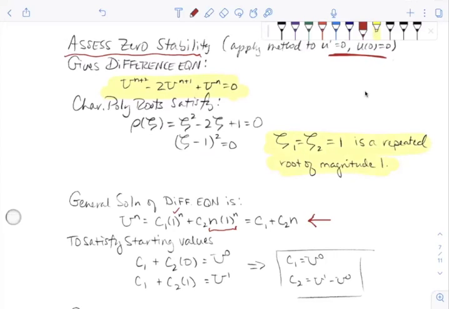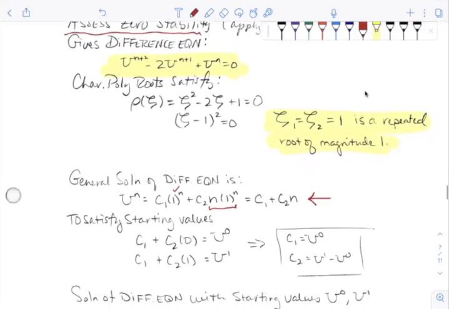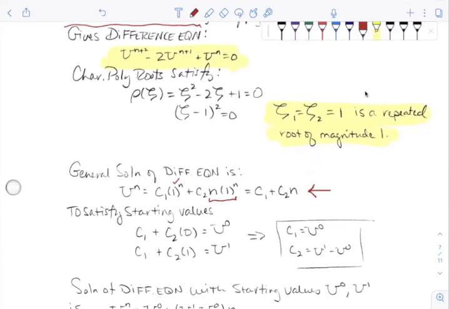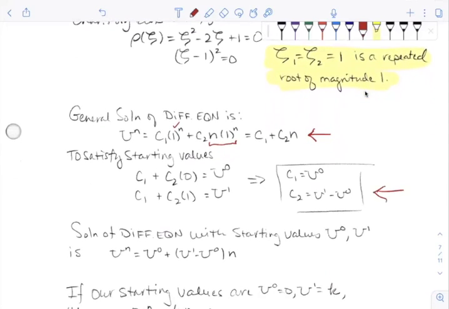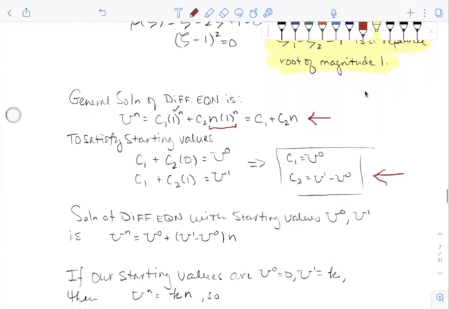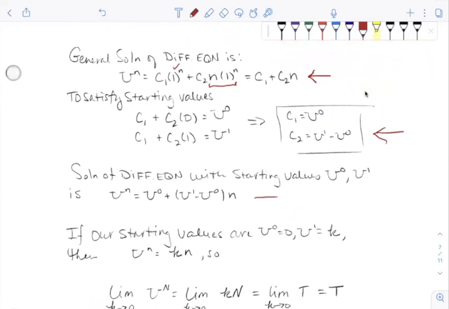And our starting values are, of course, U_n when n equals 0 is just U0. And then when n equals 1, U_n is U1. So here's my little linear system of equations that I want to solve. And you can see that C1 and C2 will turn out to be this. All right, so this is my expression for all values of n for what my approximation will look like if I'm solving just that trivial initial value problem.